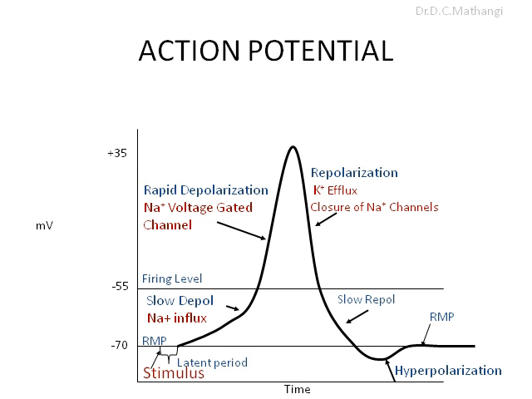Once it reaches plus 35, this voltage gated sodium channel closes. However, the voltage gated potassium channel opens up, making potassium leave the cell. Then we have a slow potassium efflux, which results in the slow repolarization and hyperpolarization.